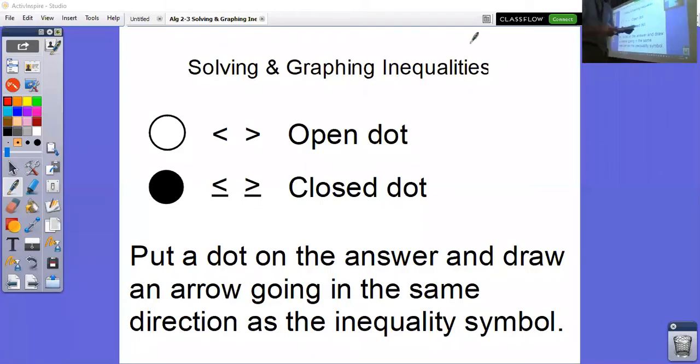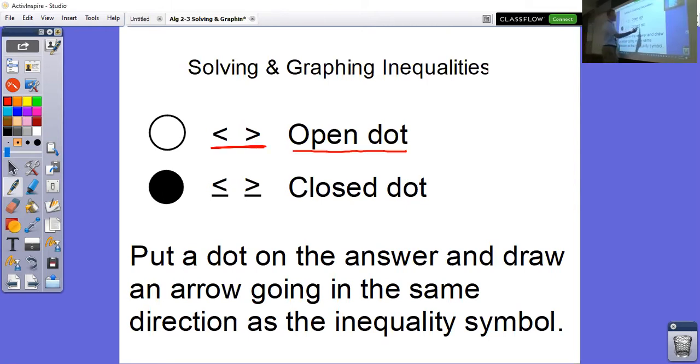This is the video for algebra for solving and graphing inequalities. You already know how to solve inequalities. Today we're going to graph the solutions on a number line as well. When you go to graph the solution on a number line, you have to use an open dot when you have less than or greater than.